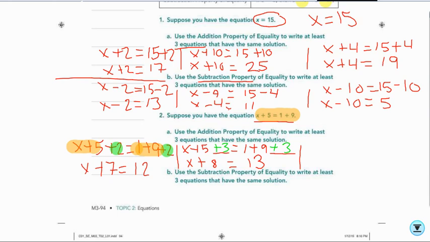My last equation, I'm going to write x plus 5 plus something is equal to 1 plus 9 plus something. And so if I said, let's say plus 4, I have to do the same on both sides, which means I now end up with x plus 9, which is equal to 14.